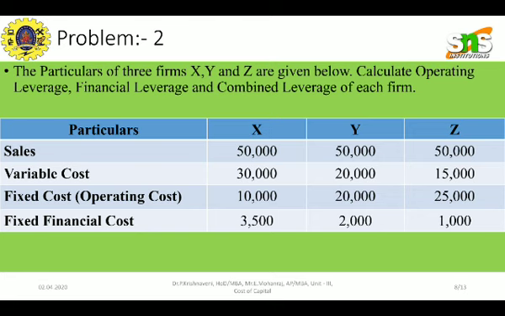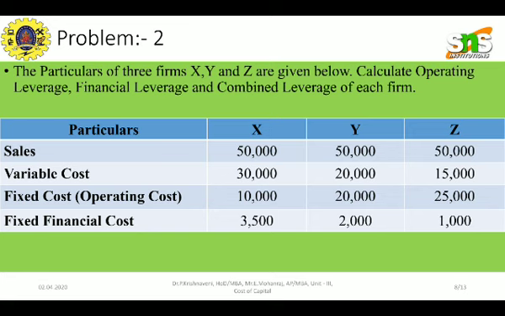The next item is fixed financial cost. Fixed financial cost is nothing but the interest of your business, or the interest of your capital structure. It should be considered as interest. Then for X 3,500, for Y 2,000 and Z 1,000.